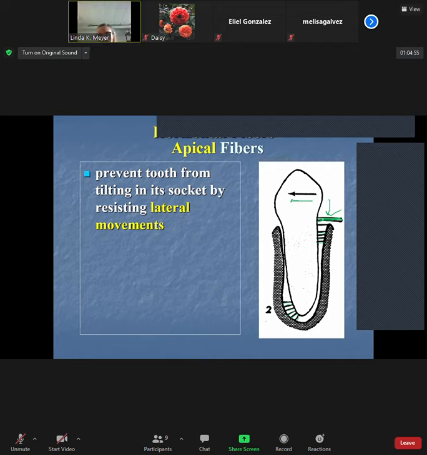That we labeled up in the gingiva, that if there was another tooth here, it would keep them from tilting.